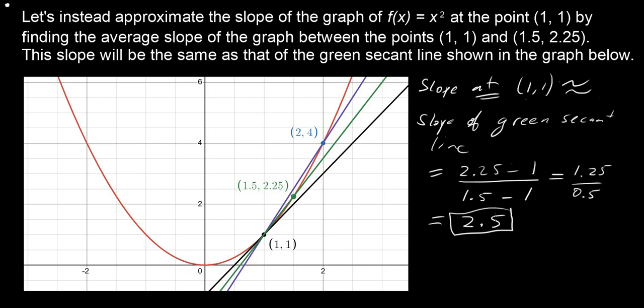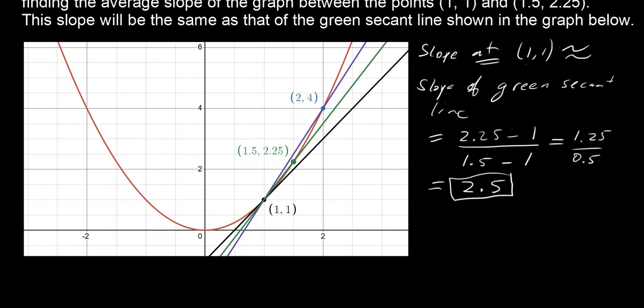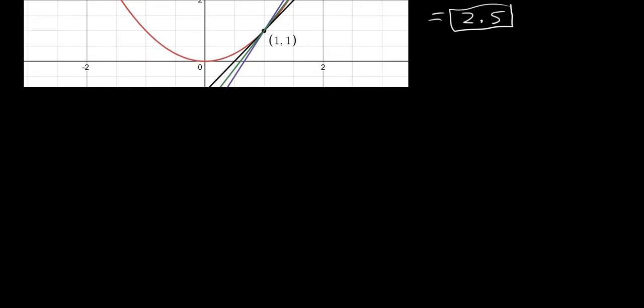So of the 2 points I'm using, one is the point at which I want to actually find the slope, and the second point is a point that's on the graph, and I'm bringing that second point closer and closer to the point in which I'm interested. And I'm thinking it's giving me a better and better and better estimate of what the actual slope is at 1, 1. So what if we take that logic to its ridiculous extreme?